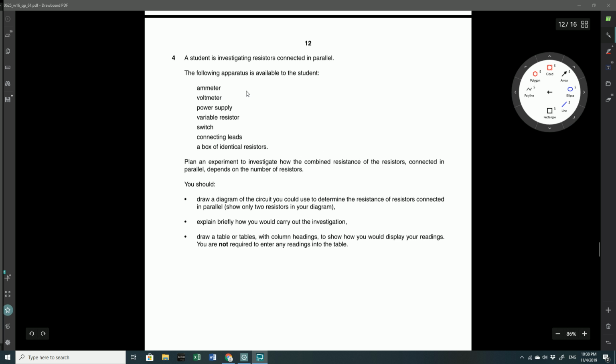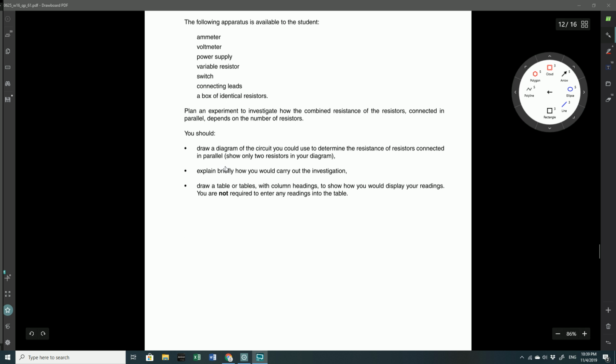A student is investigating resistors connected in parallel. The following apparatus is available for the student: an ammeter, voltmeter, power supply, variable resistor, a switch, connecting leads, and a box of identical resistors. They ask you to plan an experiment to investigate how the combined resistance of the resistors connected in parallel depends on the number of resistors that are connected.